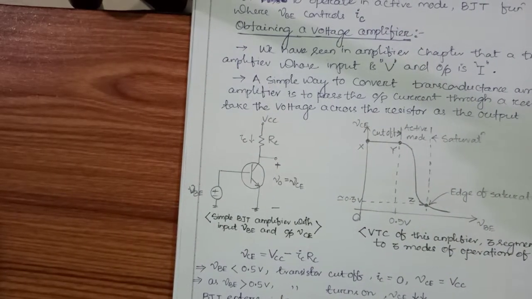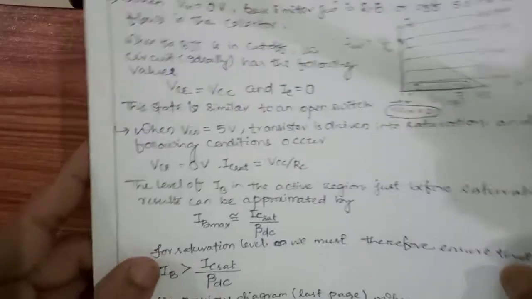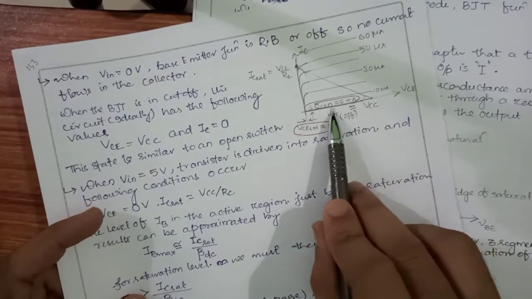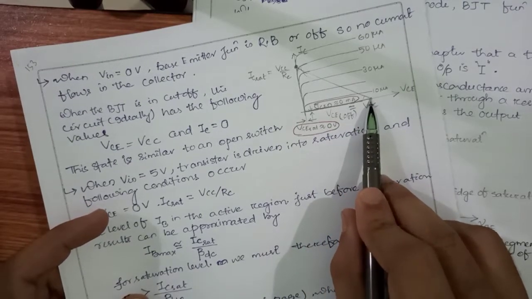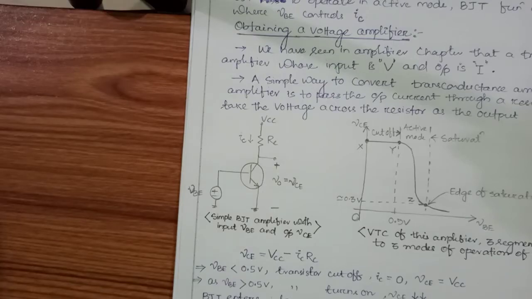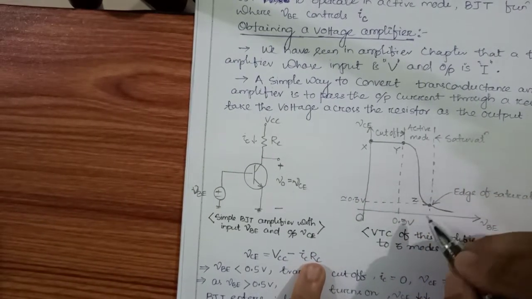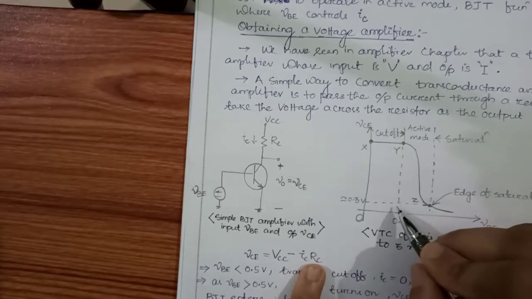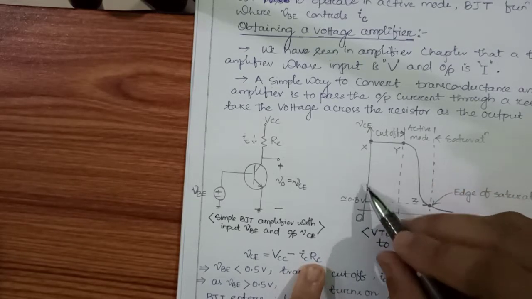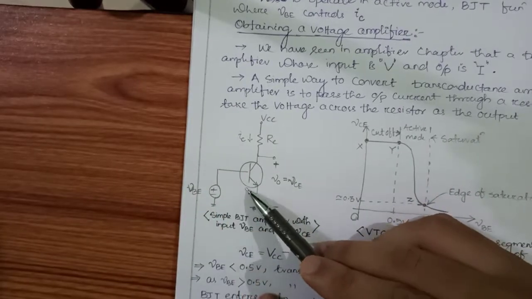If you remember in the previous videos, we drew the VCE characteristic. This is the cutoff region, and in the cutoff region my VCE value is maximum, which is VCC. That's why I am saying that in the cutoff region my VCE value is maximum. Now, as my VBE increases, in the cutoff region the junction is in reverse bias condition.